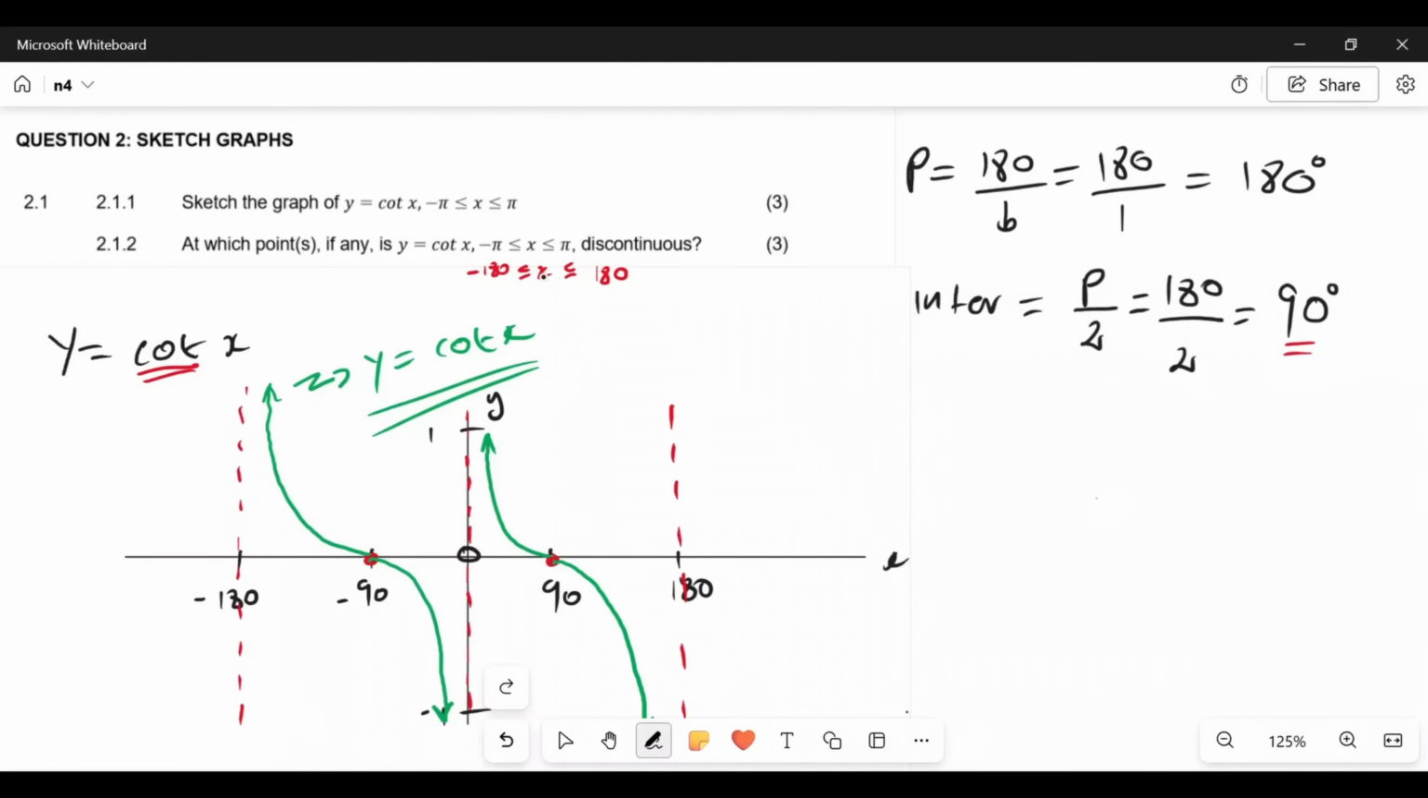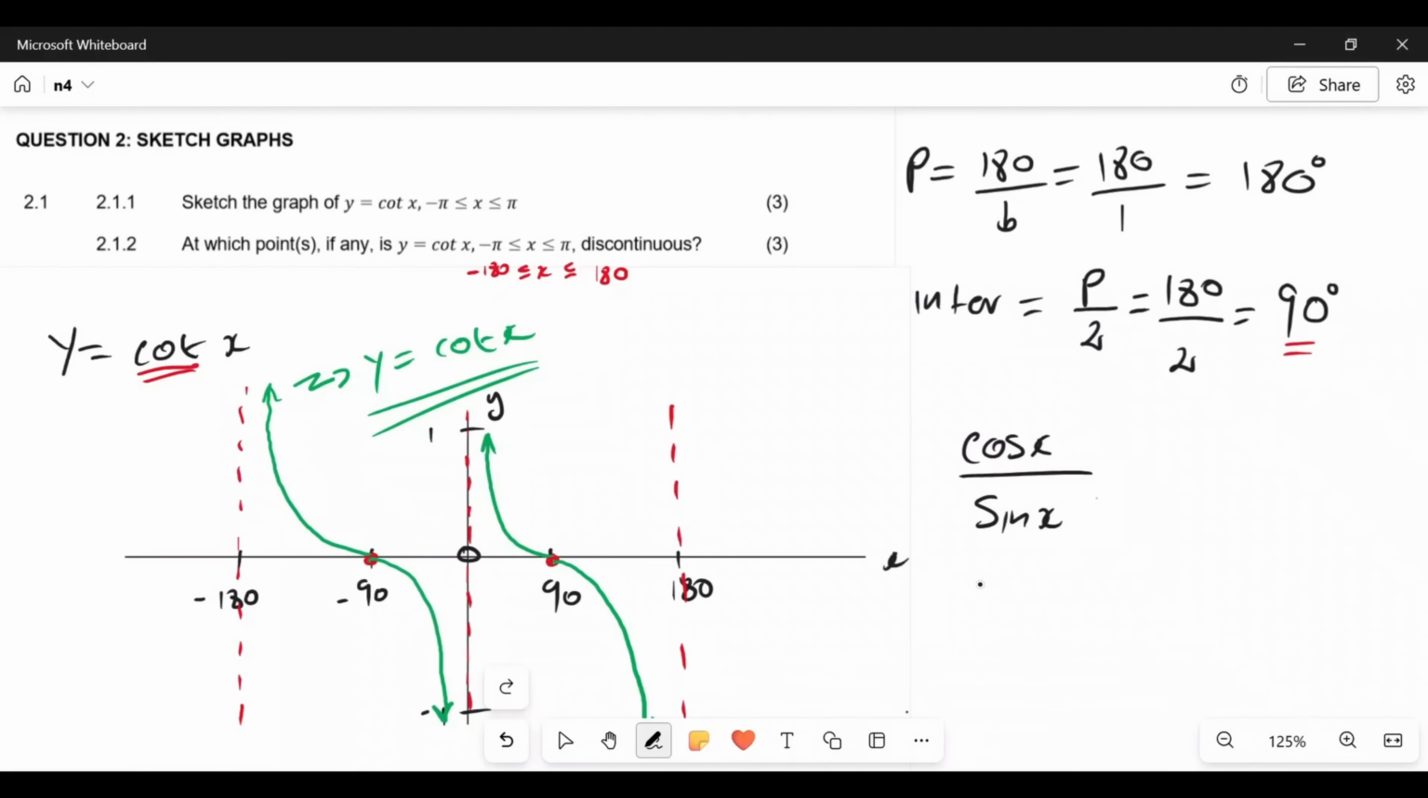We can also say it in this manner: x is equal to or greater than negative 180, and x is equal to or less than 180. They want to know at which point our function y equals cot x is going to be discontinuous. In order for us to find that, we need to do the following. We know that cot is cos x divided by sine x, right? This here is what we call the quotient identities. When we use this, we have to equate our denominator, which is sine x, with 0 and solve for x.